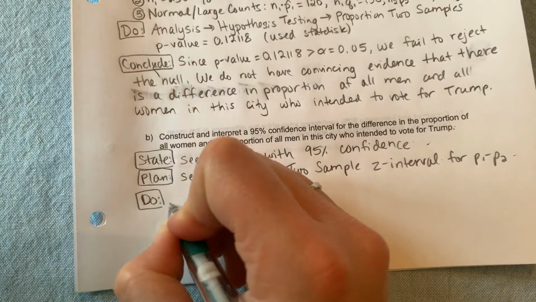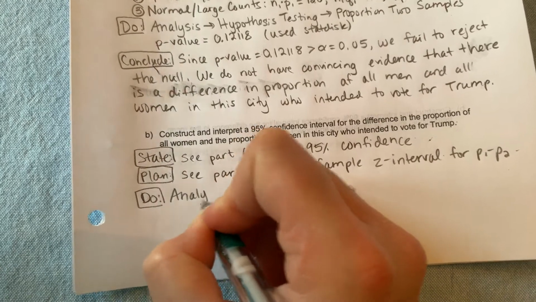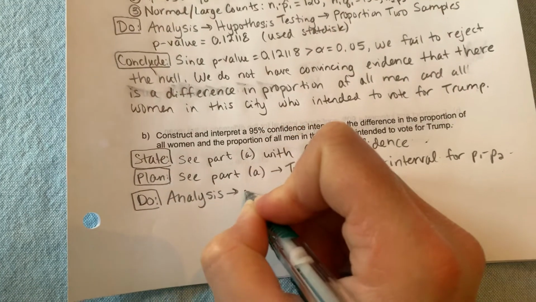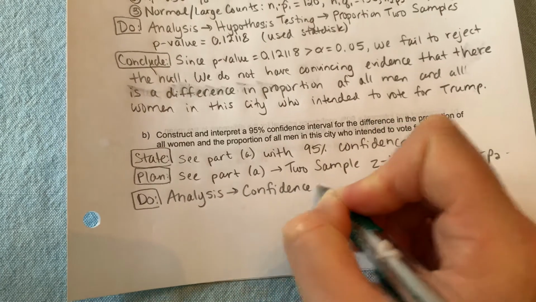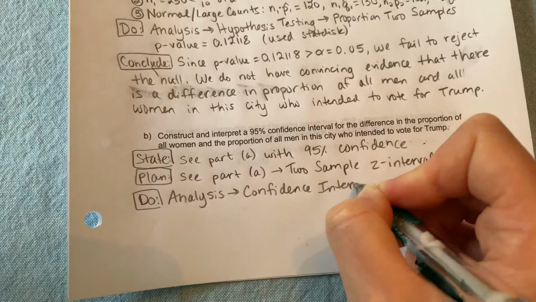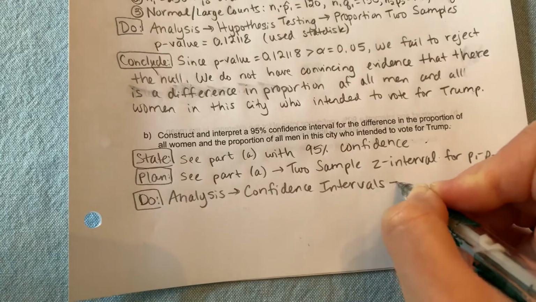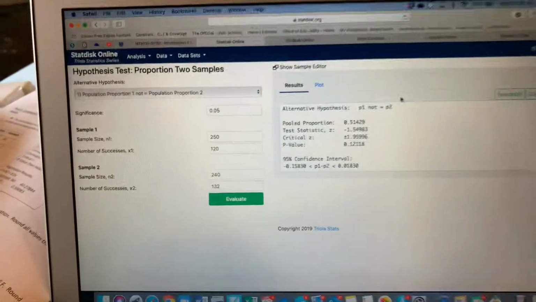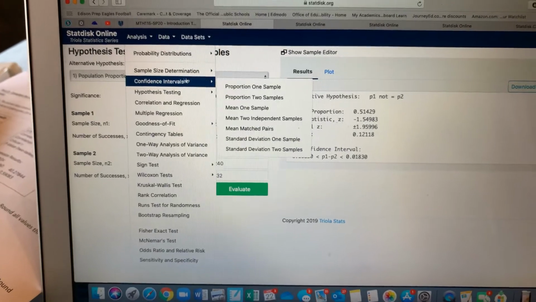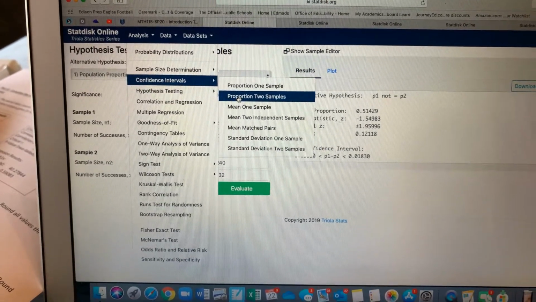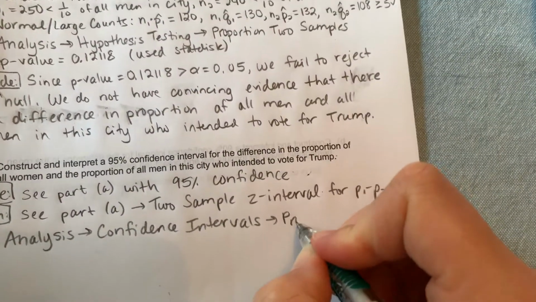And this is very similar to last time. We're going to go to analysis. And this time, instead of going to hypothesis testing, we're going to go to confidence intervals, which I think makes sense because this is a confidence interval. So we're going to analysis, confidence intervals, and then again, proportion 2 samples. Okay. So let's finish writing that down.